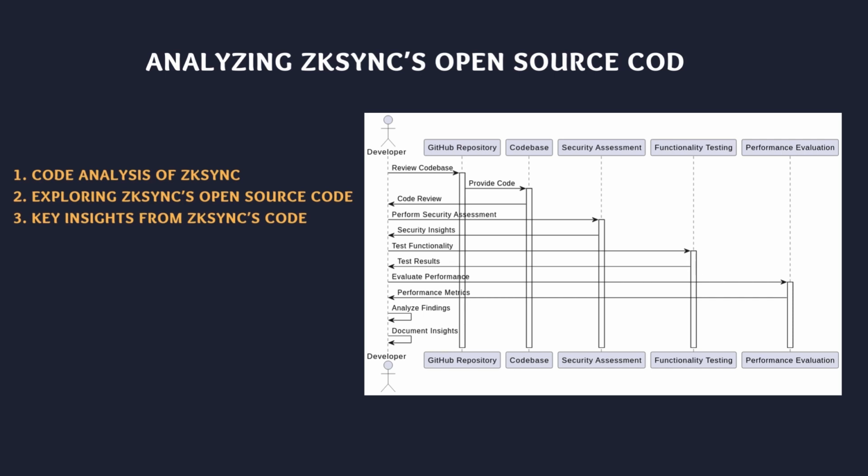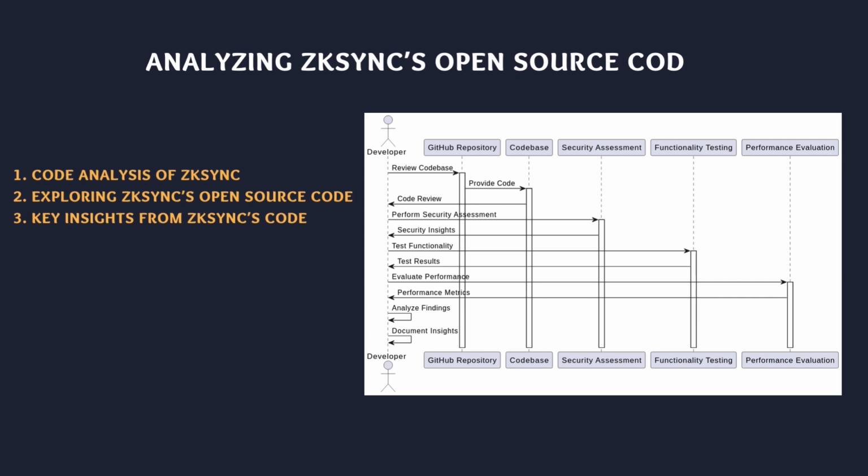Finally, we evaluated the performance aspects, particularly the efficiency of transaction processing and the impact on gas fees. Our analysis yielded several key findings and insights. 1. zkSync's use of zero-knowledge proofs, specifically zk-SNARKs and zk-STARKs, is highly robust. These proofs ensure that transactions can be validated without revealing sensitive information, maintaining privacy and security.